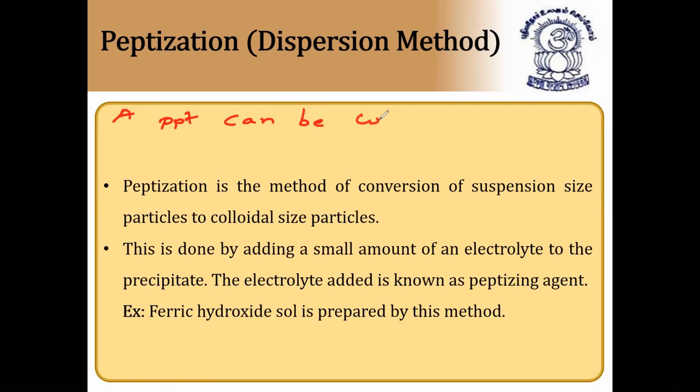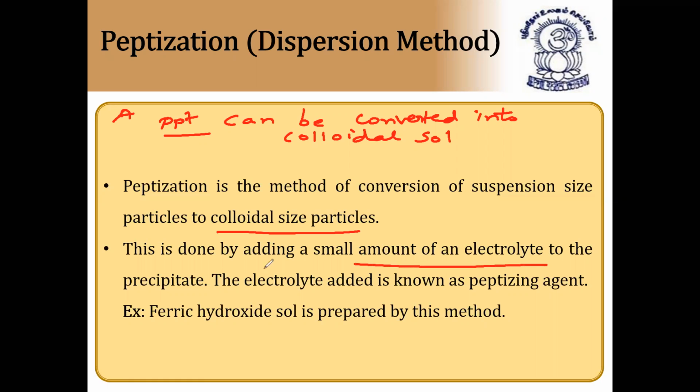In simple words, a precipitate can be converted into a colloidal solution. It is nothing but peptization. Peptization is a method of conversion of suspension size particles to colloidal size particles, that is, precipitate into colloidal sol. This is done by adding a small amount of an electrolyte to the precipitate. The electrolyte added is known as the peptizing agent, so that the electrolyte can convert the precipitate, that is the suspended particles, into colloidal sized particles.